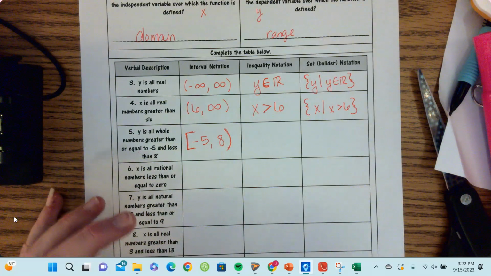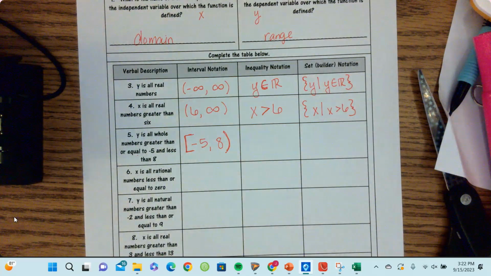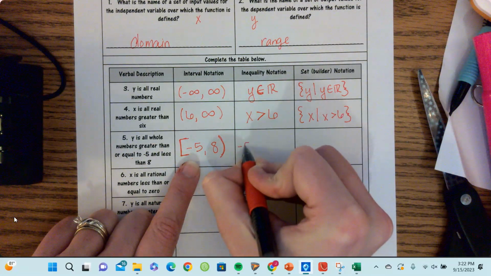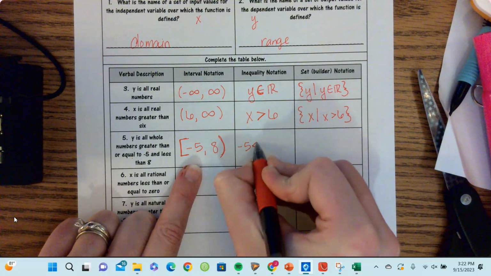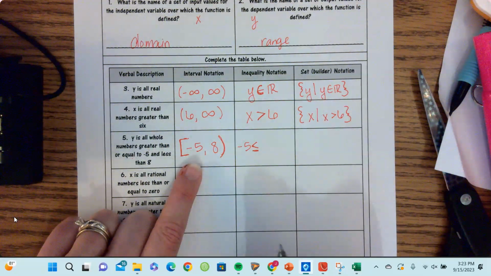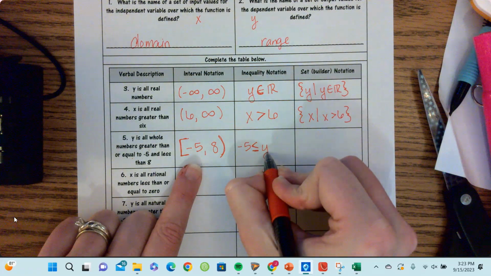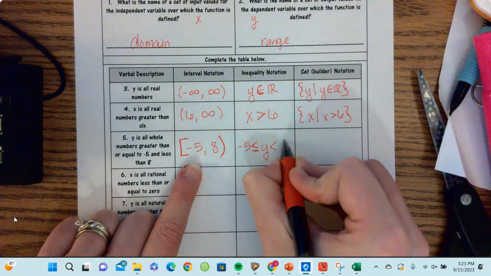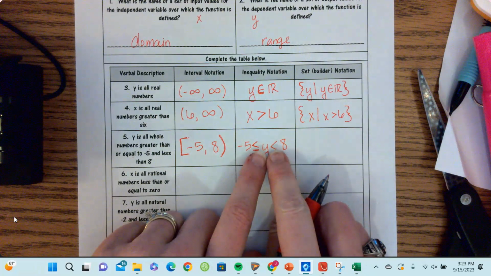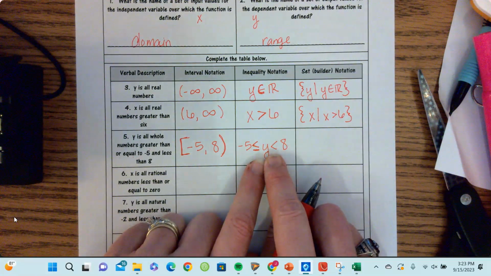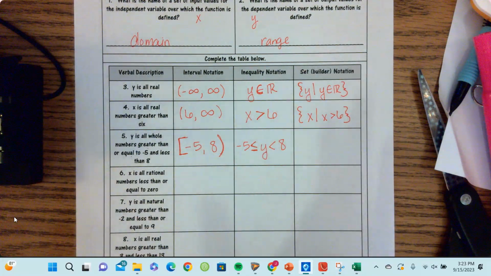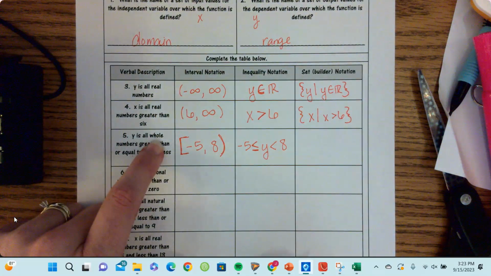So when we write this inequality, we're starting at -5 and y is greater than or equal to, so it gets this sign, and that's y. And then y is less than 8. And so when we write an inequality with two numbers, the signs always point this direction with the letter in the middle. The difference with set notation here is it specifies that it's all whole numbers.